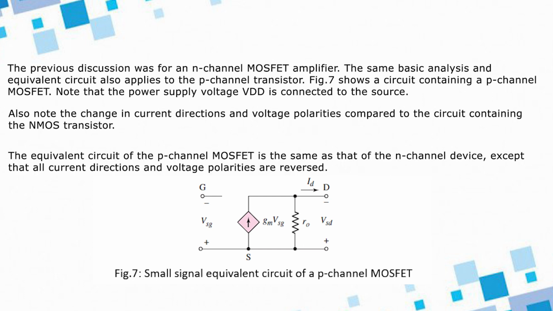The equivalent circuit of the p-channel MOSFET is the same as that of the n-channel device, except that all current directions and voltage polarities are reversed. This figure shows the p-channel MOSFET small signal equivalent circuit. Here we can see all the polarities are reversed, and the direction of the current in the current source is also changed, and we find that gm times Vgs is the current source equivalent.